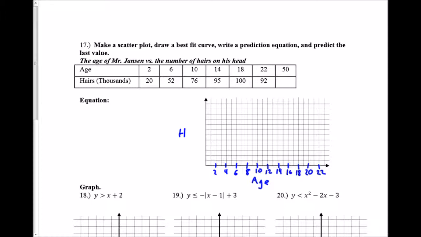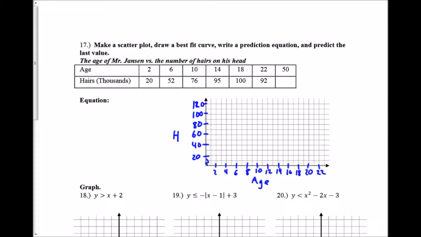My hairs, I'm going to start somewhere around 20. And I've got to get somewhere around 100, so maybe I'll go by 20, 30, 40, 50. That won't quite do it. Might have to go a little bit steeper here, so maybe I'll go by 20s. So I'll make this 40, 60, 80, 100, and then this would be a 120. So now I just plot each of these points.